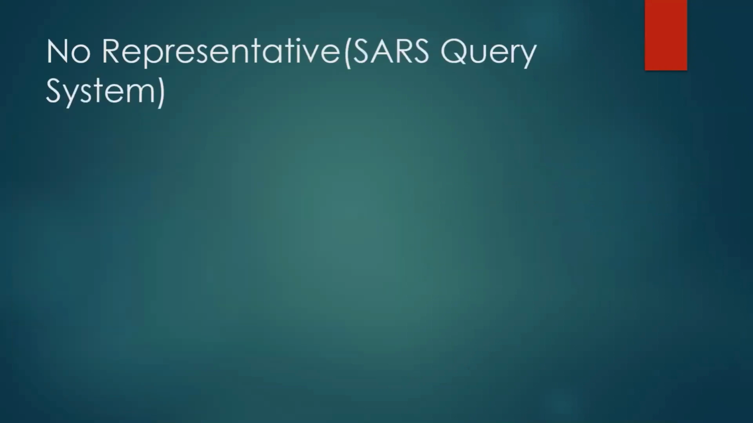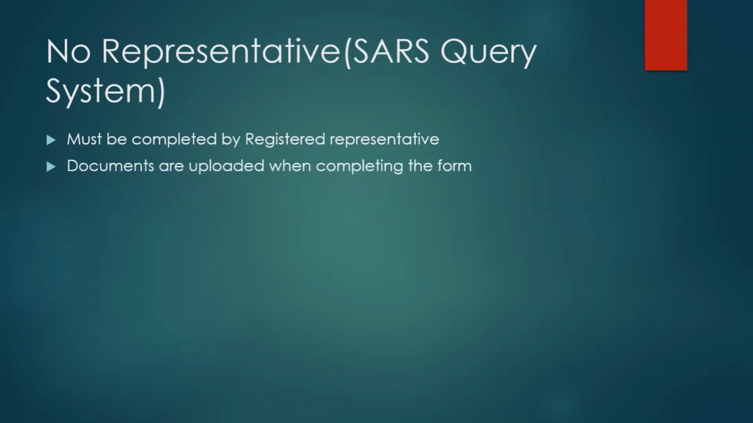So the third way now, and this is SARS's new way of doing a registered representative, is through their SARS query system. This has to be completed by the registered representative. It can't be completed by someone else. It must be completed by them. Documents are uploaded when completing this form.